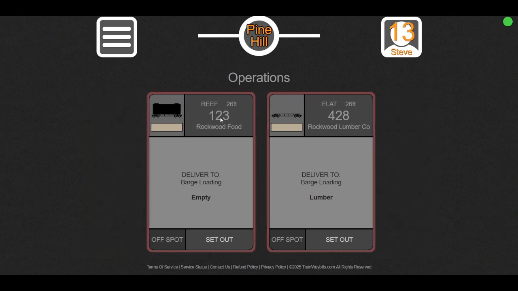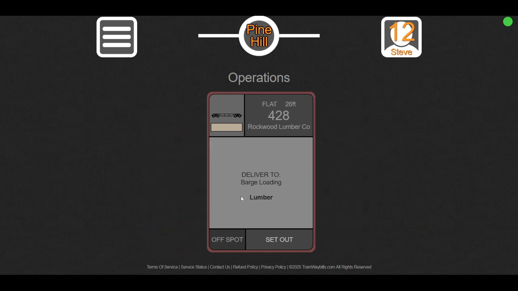We've got a reefer, 123. Again, that's in the barge loading track, but this one's empty, so it's obviously going to be loaded when it gets there. So we can make that switch move, and we can set it out by pressing that. And then we've got a flat car, 428. This one is full of lumber, so that is going into barge loading as well. So we would switch that into the barge loading track, and once we've completed that, we press set out.